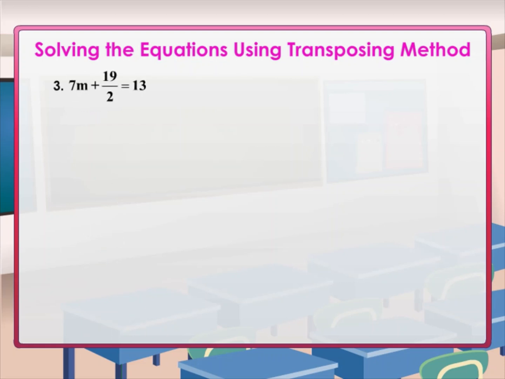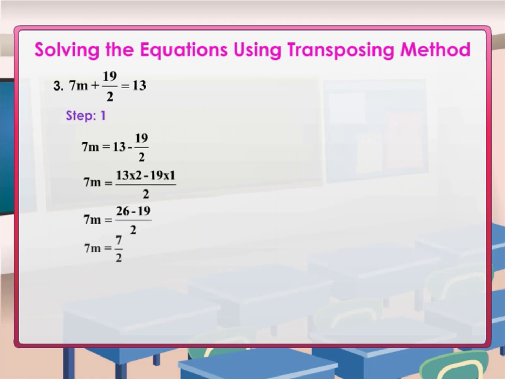The third equation is 7m plus 19 divided by 2 is equal to 13. Step 1. Move 19 divided by 2 to the right side. On moving 19 divided by 2 to the right side, the sign will change to minus. Step 2. Take 2 as LCM and simplify. We get 7m is equal to 7 divided by 2. Step 3. Move 7 to the right-hand side, so it will go to the denominator. On simplifying this, m is equal to 1 divided by 2.